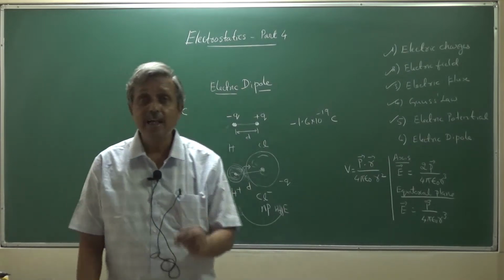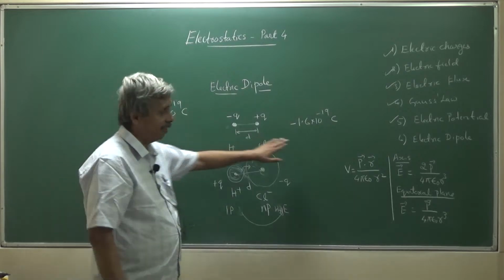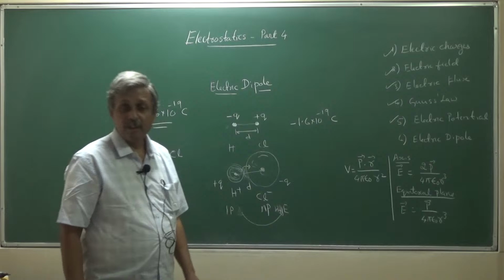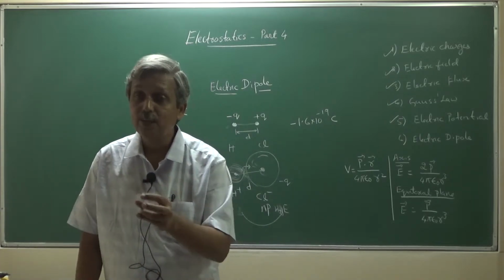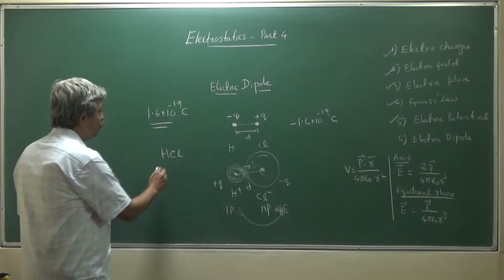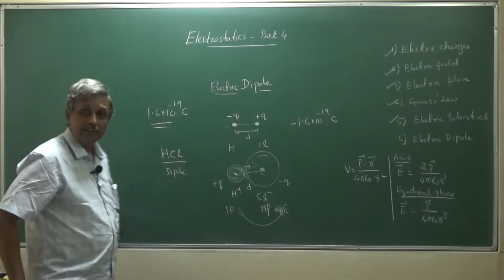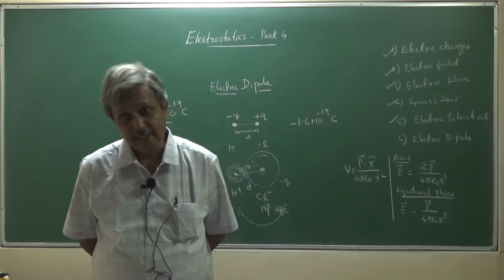So if a negative charge and a positive charge are equal and opposite, and separated by a distance, this is a dipole. So the HCl molecule itself is a dipole. Okay, so the dipole is available in nature. That is HCl.